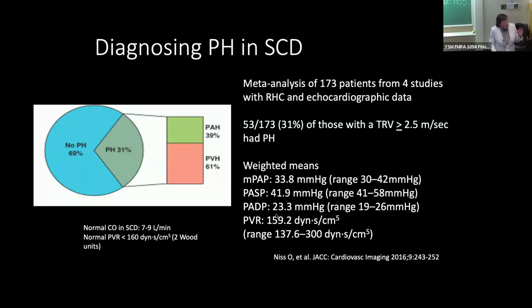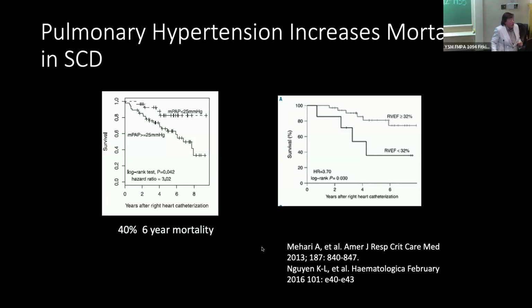And so when we wrote the ATS guidelines that were published now over a decade ago, 2 Wood units was our cutoff between normal and abnormal in this population. So it really is reflective of the cardiac output. It doesn't matter whether or not you have pre-capillary PH or post-capillary in this disease.